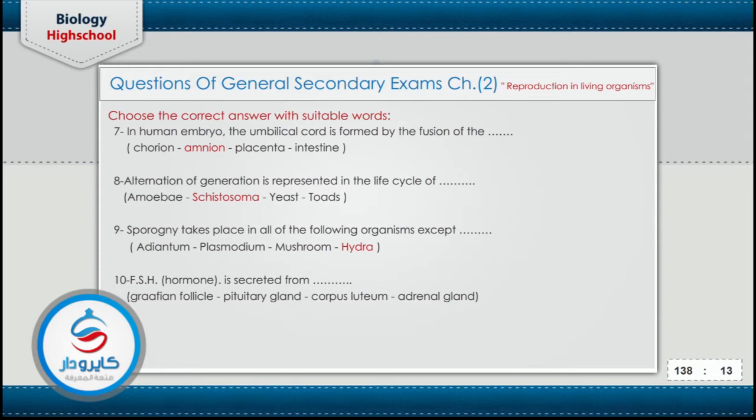The next: FSH hormone, which is called the follicle stimulating hormone, and the LH hormone are secreted from the anterior lobe of the pituitary gland, the part of the pituitary gland which is called the adenohypophysis. So Graafian follicle is not the right answer. The pituitary gland is the right answer. The next question.